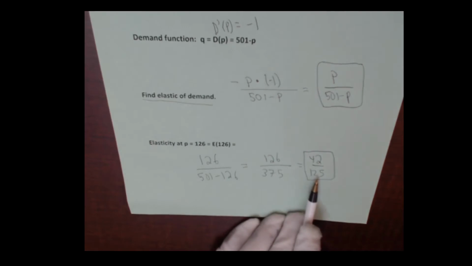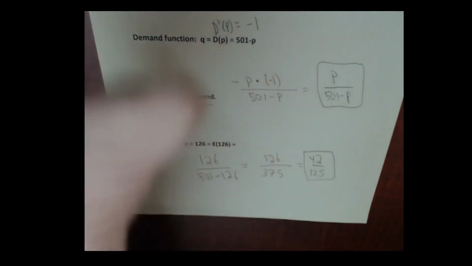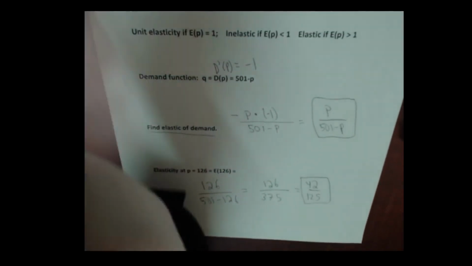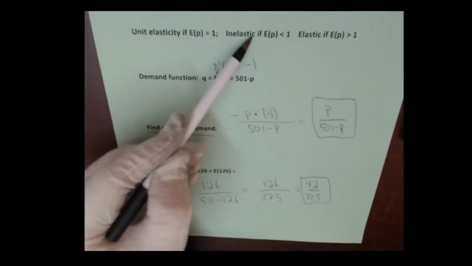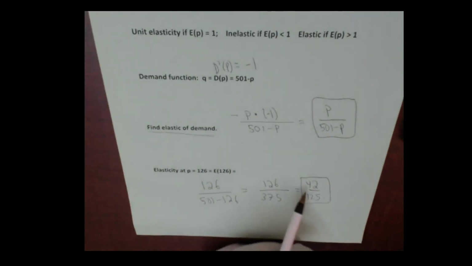So notice that this is an inelastic item, because our elasticity is less than 1. So this is a product where if we increase the price with a tax or something, people will still buy it at a certain rate. Some people will quit buying it, but at the margin, people will continue to buy it. We'll go to our last video next and do a little bit more with elasticity.